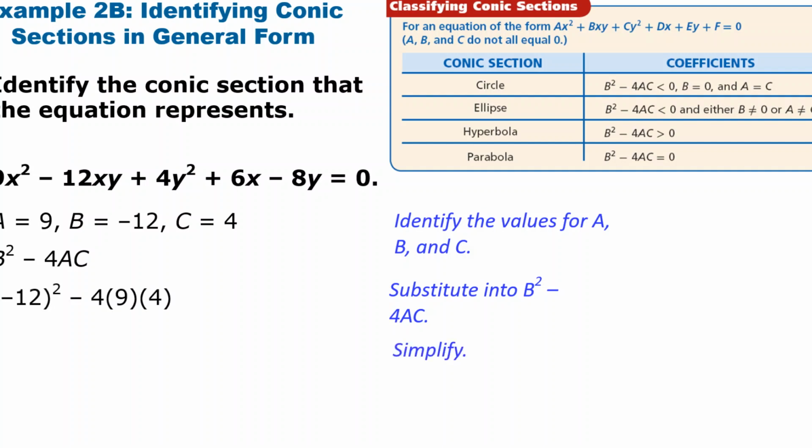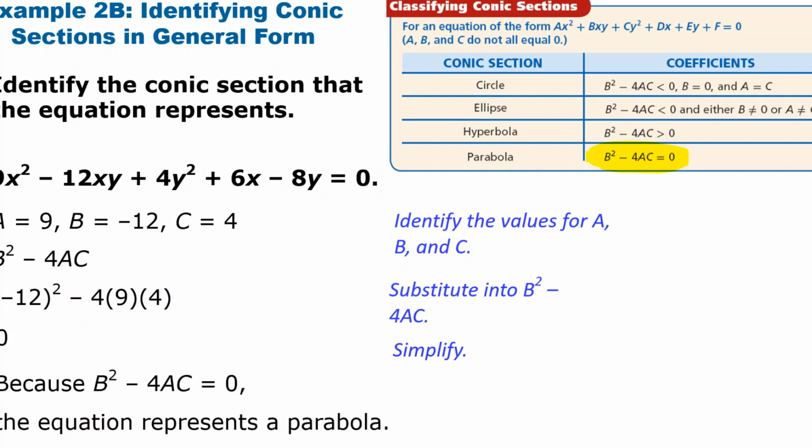Now that we know that, we can just go ahead and substitute our A, B, and C into it. And when we do, after we simplify, we end up with 0. All right, so here we have our B squared minus 4AC equals 0. And when it equals 0, we can see that it is a parabola. Because it equals 0, the equation represents a parabola. All right, let's try another one.